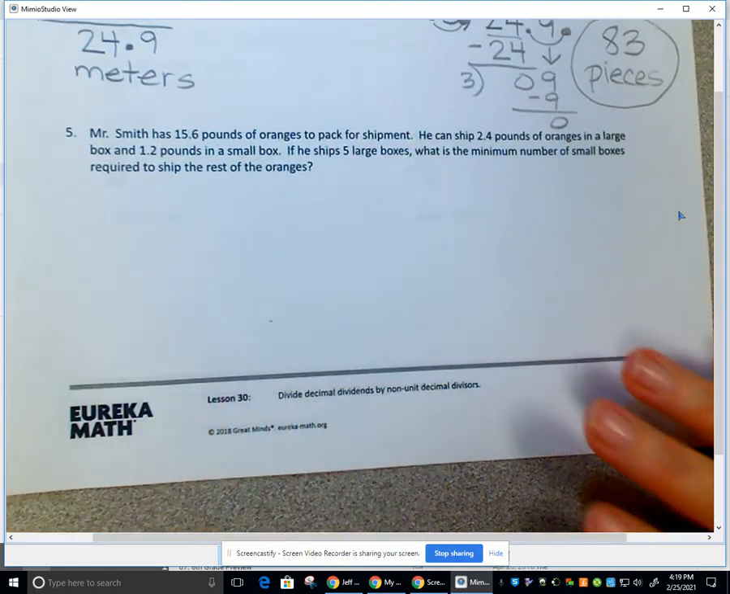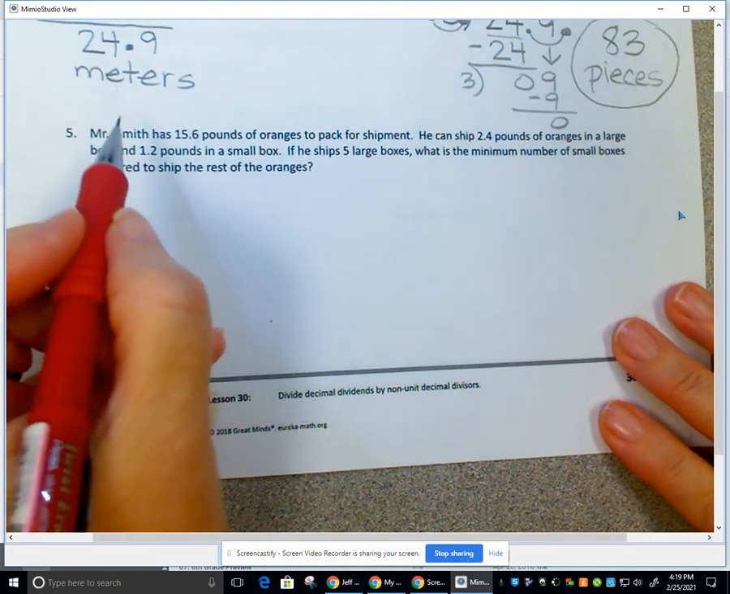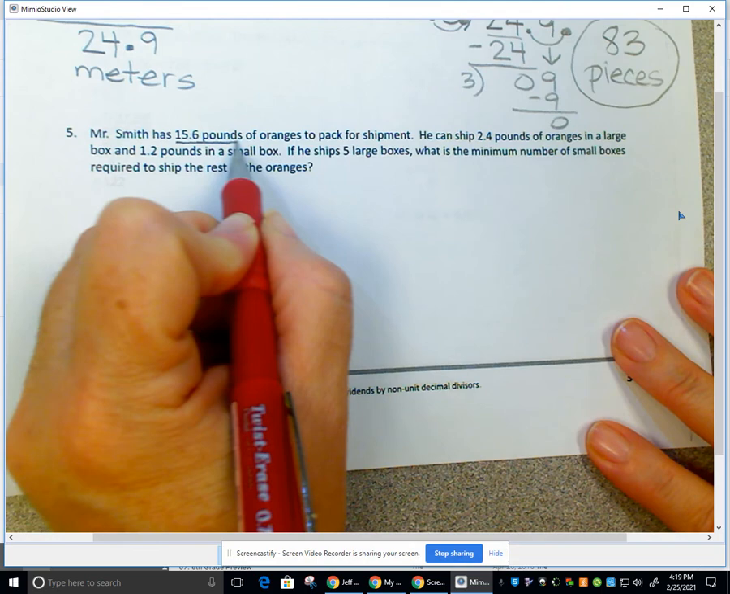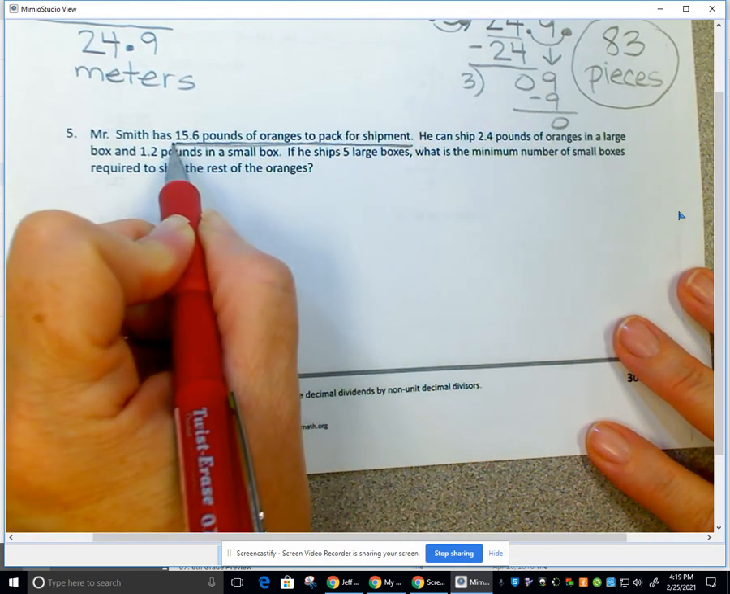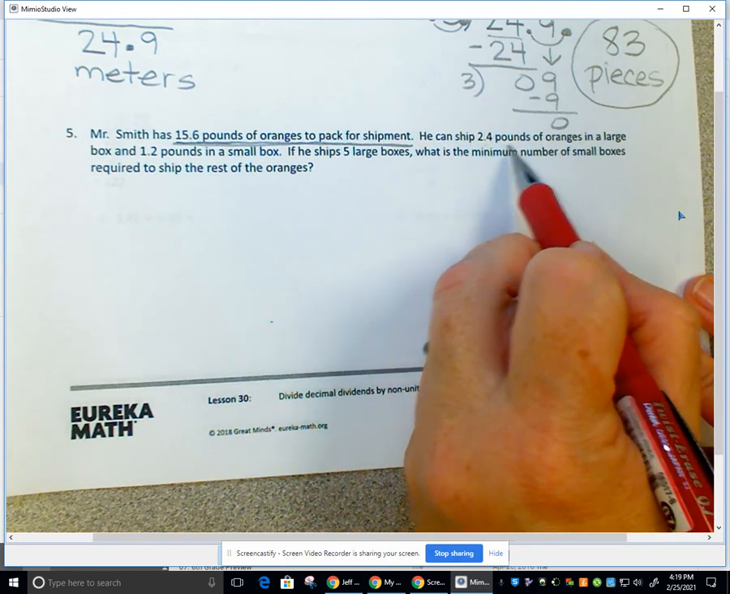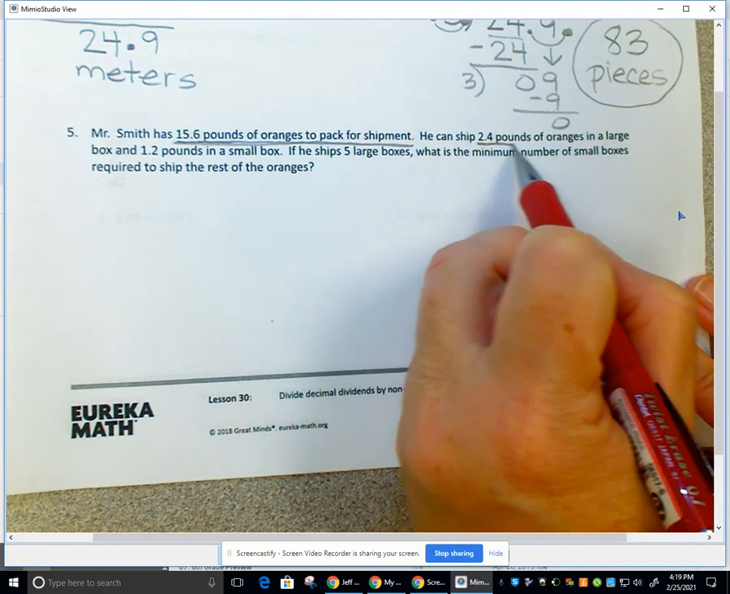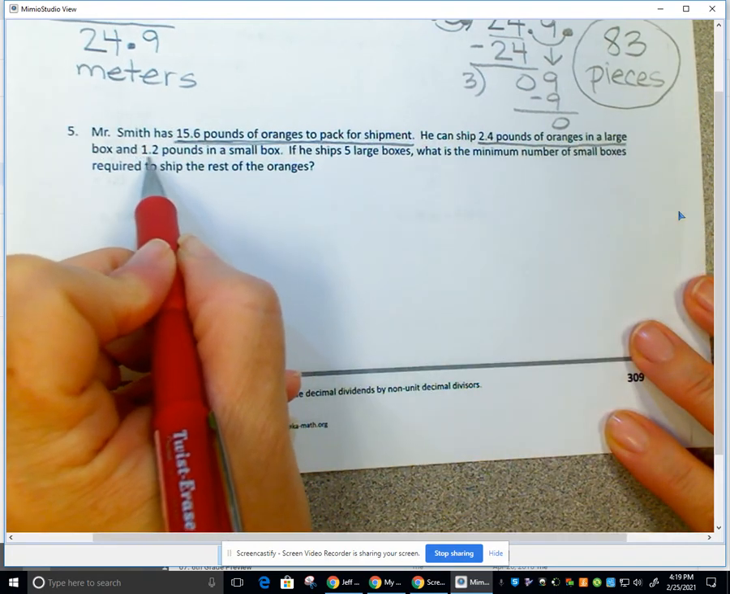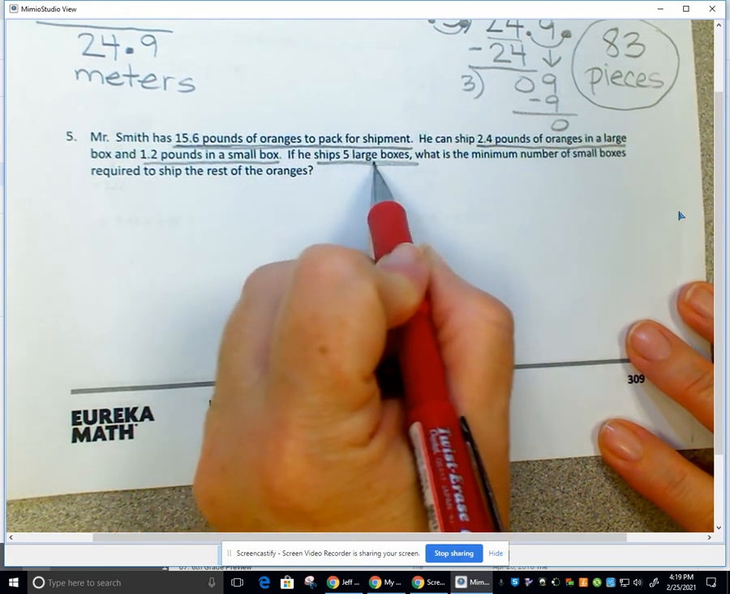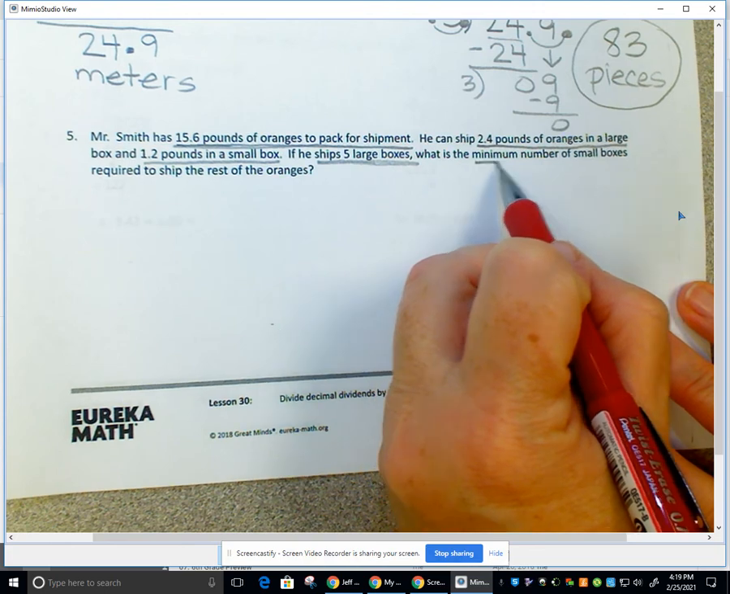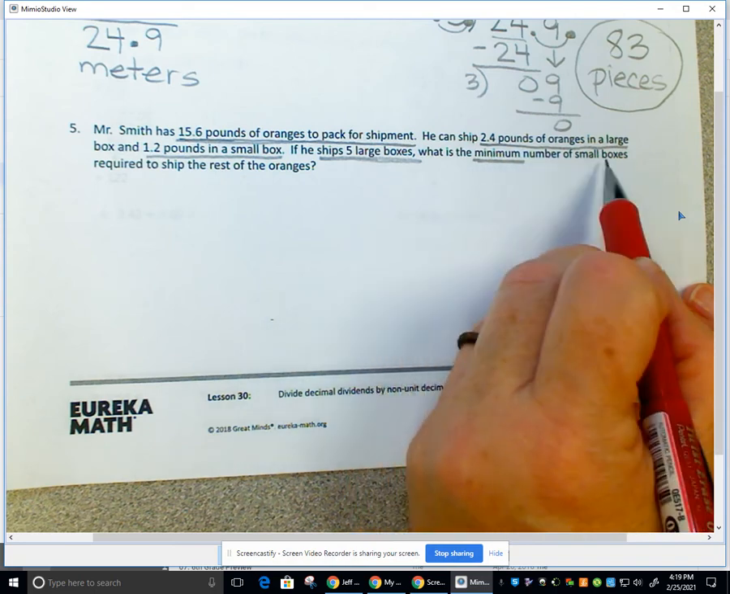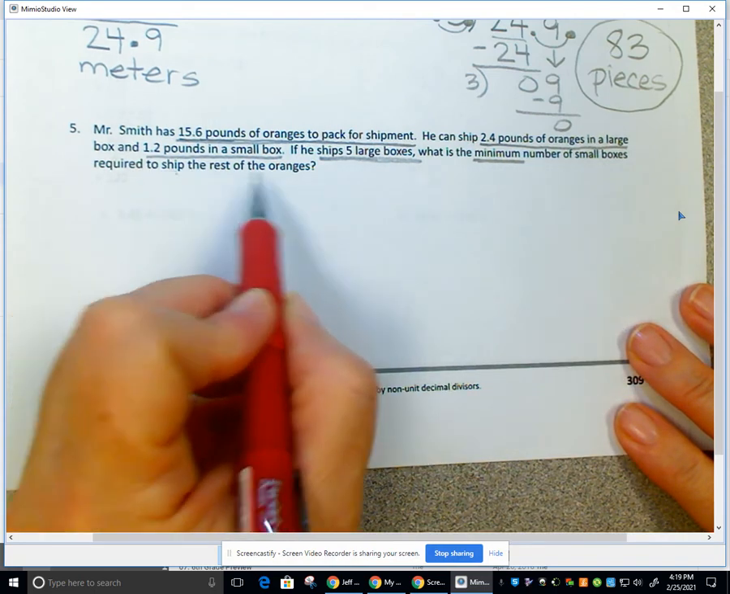All right, moving down to number 5. Mr. Smith has 15 6/10 pounds of oranges to pack for shipment. He can ship 2 4/10 pounds of oranges in a large box. So he can get that in a large box, and 1 2/10 pounds in a small box. If he ships 5 large boxes, what is the minimum? Minimum, that means at least, the least amount he can get, the minimum number of small boxes required to ship the rest of the oranges.